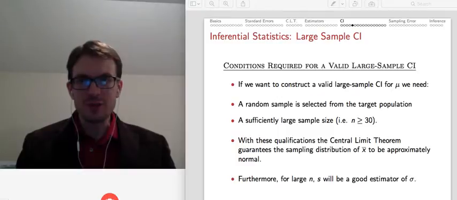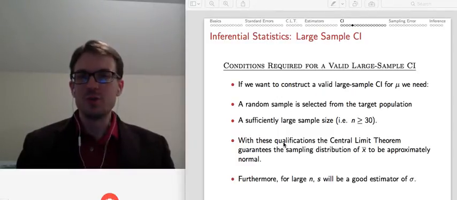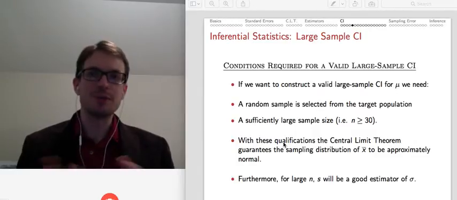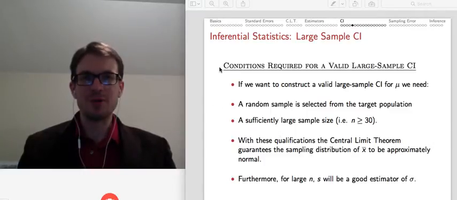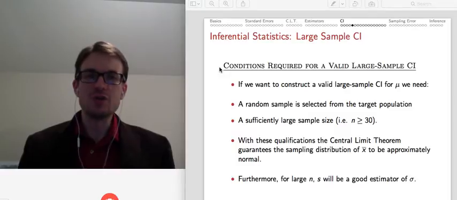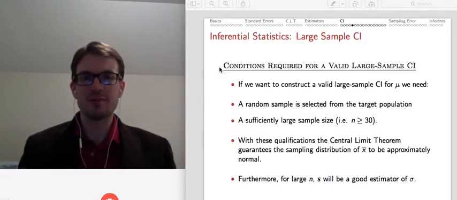If these conditions hold, then we can construct a large sample confidence interval, which is of course just the sample mean plus or minus the product of our critical value times the standard error. With a large sample, we would use z-scores as our critical value, and we would use the population standard deviation in our calculation of the standard error.